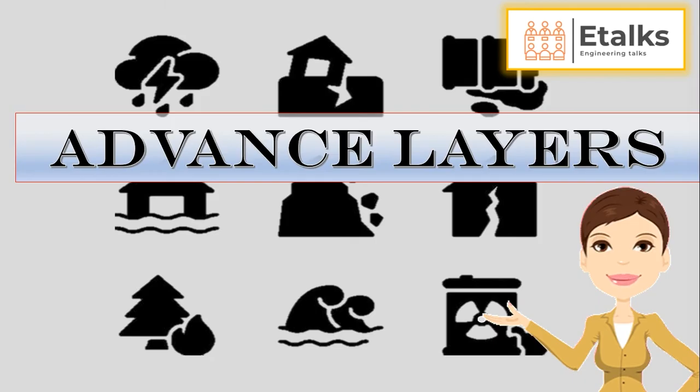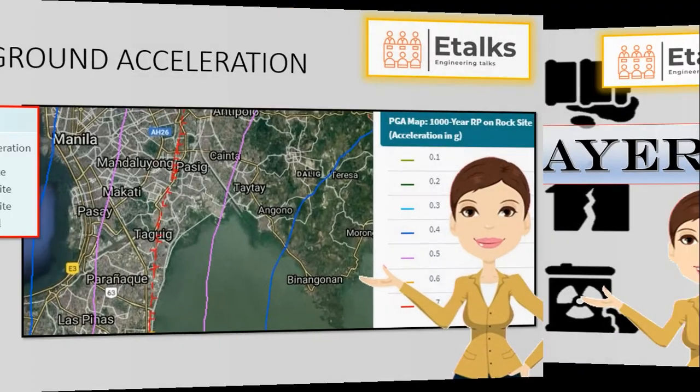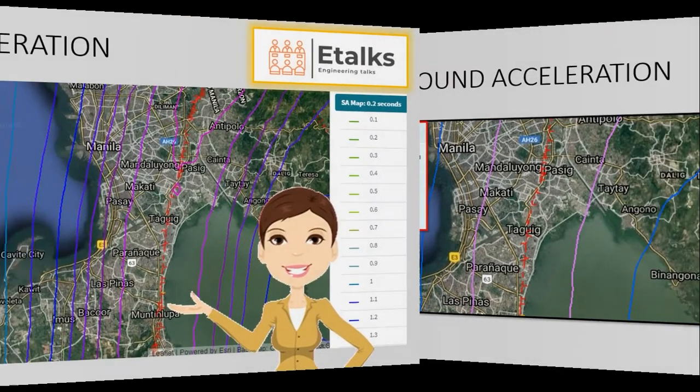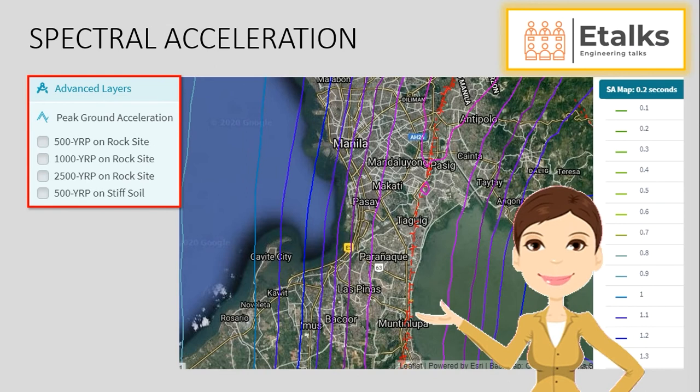Advanced layers. These additional layers are used by the structural engineers to get an initial data when calculating the earthquake force of the structure. The higher the acceleration g, the higher the earthquake force. Take note that these data are just for verification and initial assumption and should be verified by an actual soil/geotechnical investigation on the specific site.